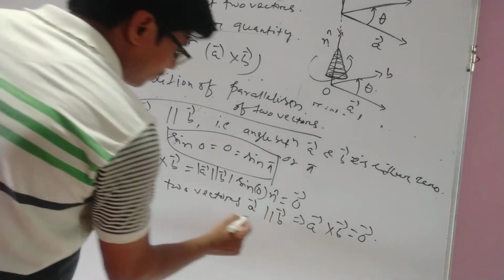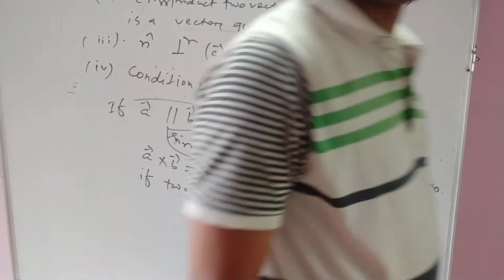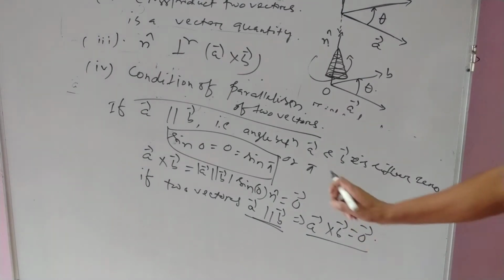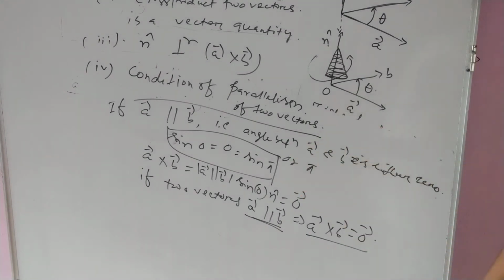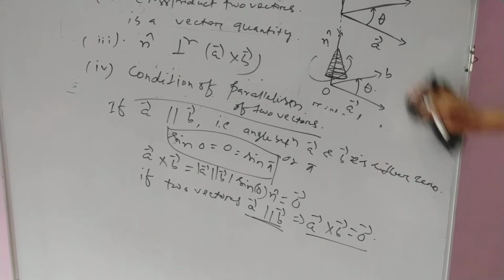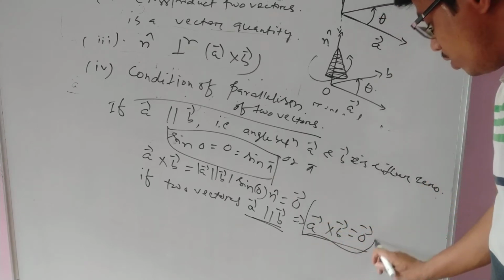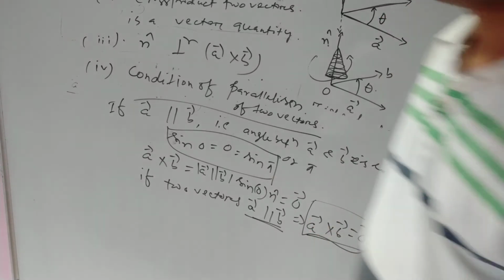If two vectors are parallel, then their cross product is 0. In scalar product, we already proved that if two vectors are perpendicular to each other, then their dot product is equal to 0. Dot product equal to 0 where A vector is perpendicular to B vector. This is the perpendicularity condition for scalar product. Here, for parallelism, when two vectors are parallel, their cross product is equal to 0, so we say that these two vectors are parallel to each other.